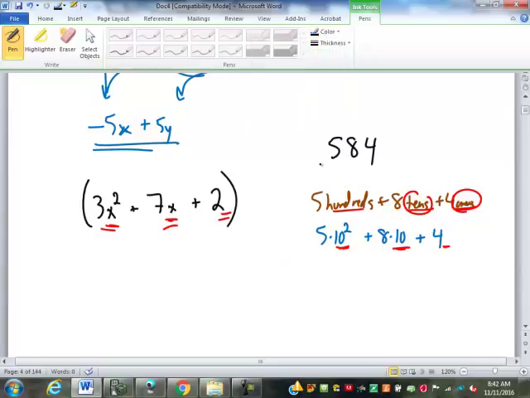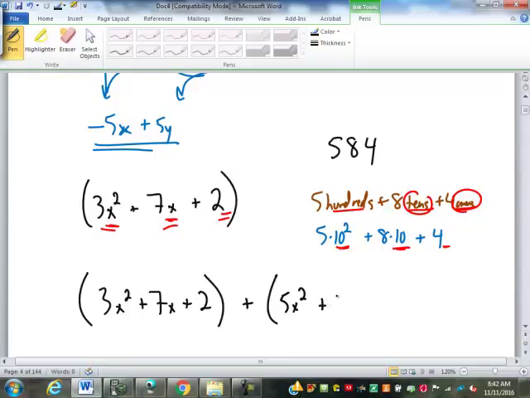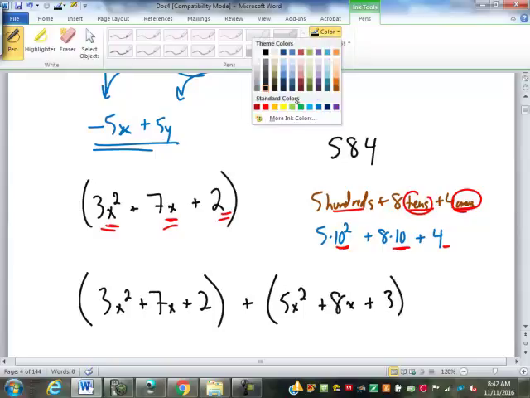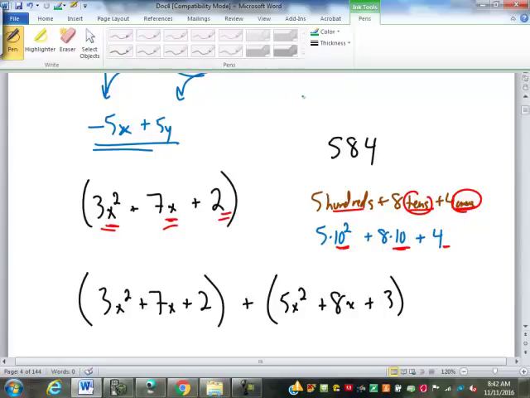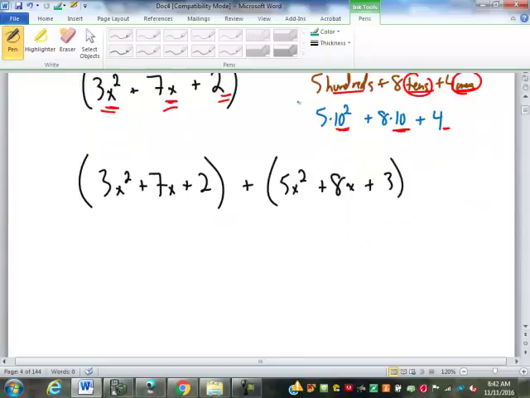So if I wanted to add 3x squared plus 7x plus 2 plus 5x squared plus 8x plus 3. Adding those, now we've all seen different ways of adding these together. Most common method that's shown in textbooks is, just drop the parentheses and combine like terms. But we can add these just like we would whole numbers up here. I'm going to write them out.